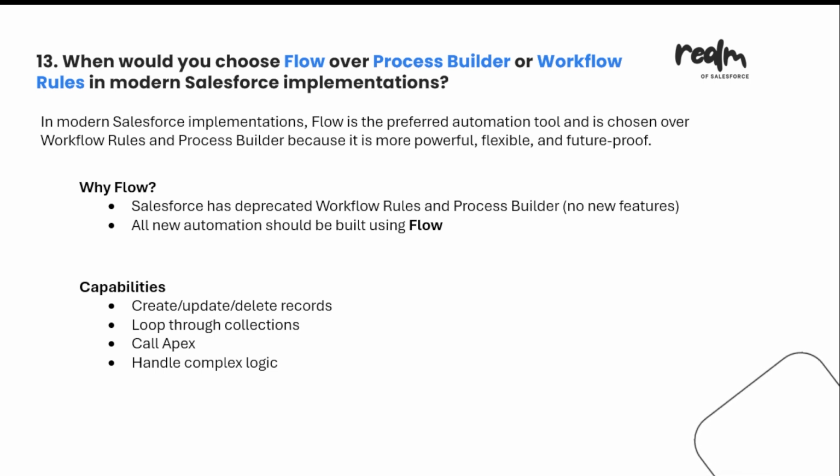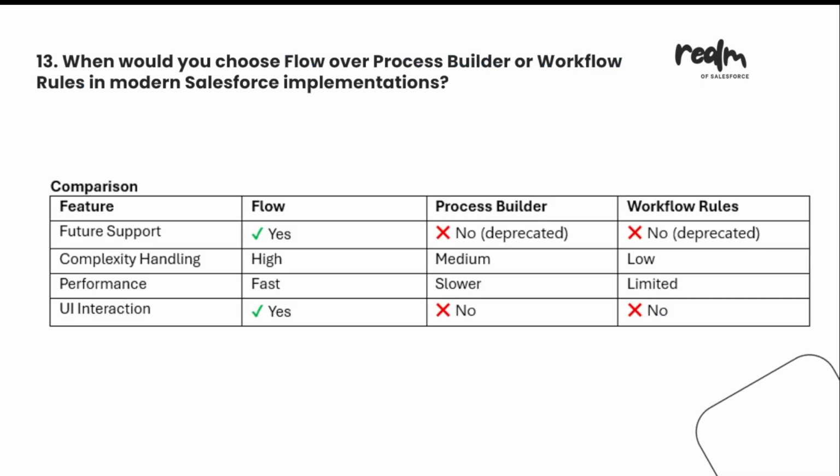In modern Salesforce implementations, Flow is the preferred automation tool and is chosen over workflow rules or Process Builder because it is more powerful, flexible and future-proof. Salesforce has also deprecated workflow rules and Process Builder, so no new features will be coming to those automation tools. All new automations should be built using Flow. It has capabilities of creating, updating, deleting records, looping through collections, calling Apex, and handling complex logic. You can see this table to know more about the difference between Flow, Process Builder and workflow rules. Flow is also faster than Process Builder and workflow rules.